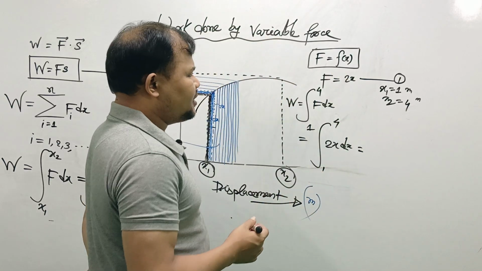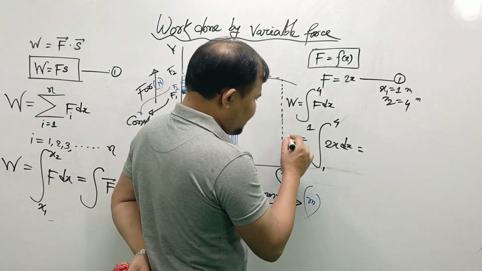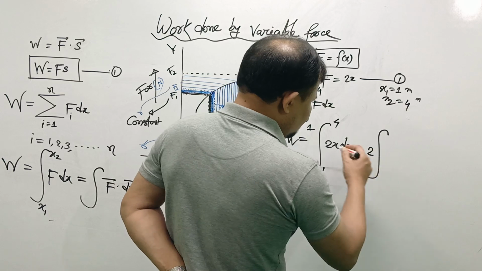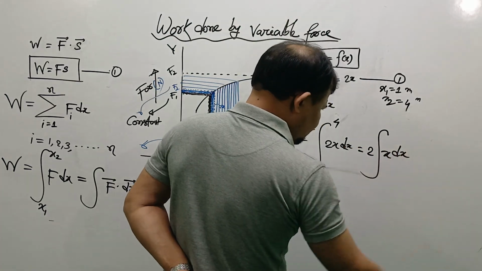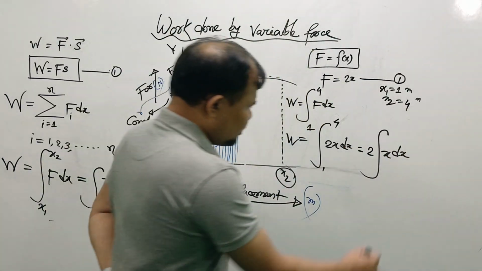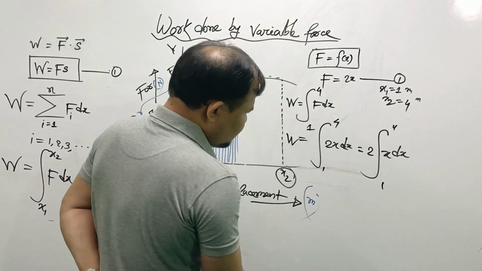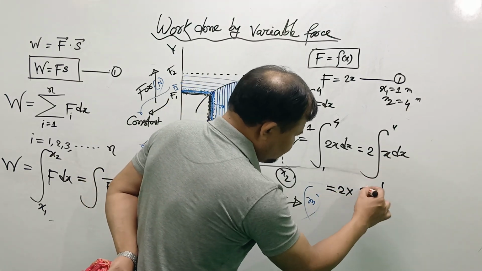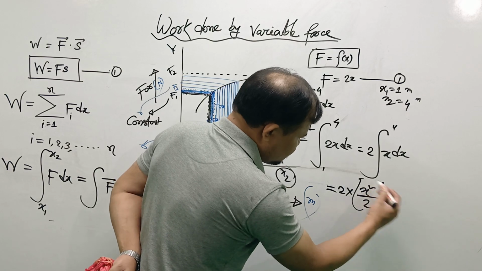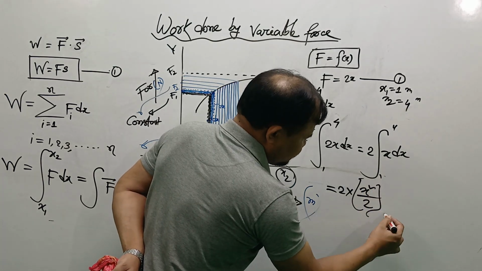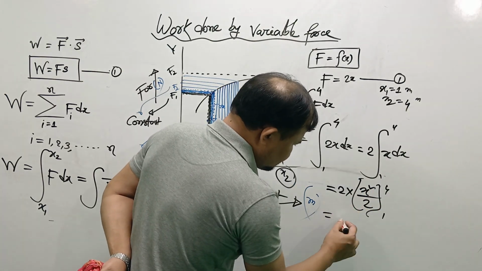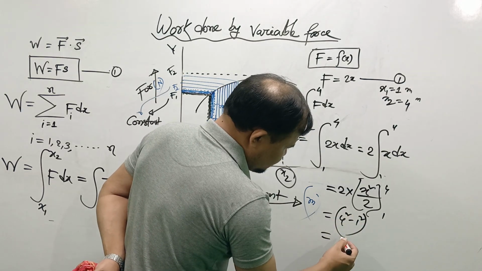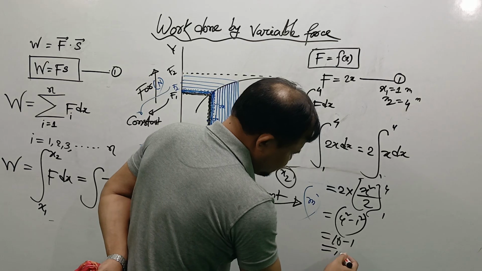As we know, integration will be with respect to x, so 2 comes out from the integration sign, and x dx. We put the values 1 to 4. Now we solve this problem. We know x square divided by 2, from 1 to 4, the 2 cancels out, 4 square minus 1 square, 16 minus 1, that means 15.